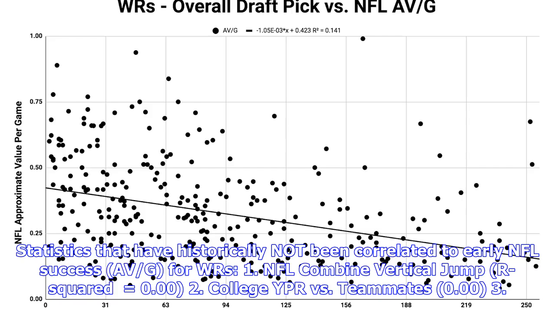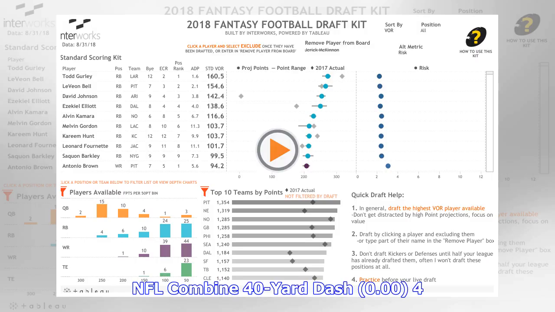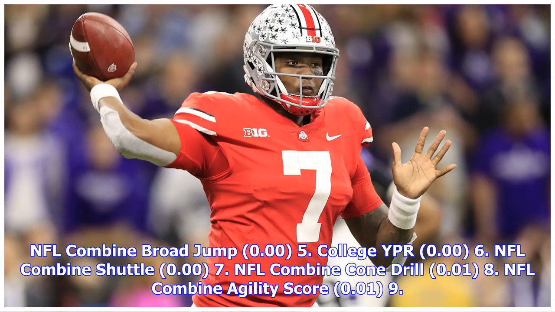Statistics that have historically not been correlated to early NFL success, AVG, for WRs: NFL Combine vertical jump, R squared equals 0.002. College YPR versus teammates, 0.003. NFL Combine 40-yard dash, 0.004. NFL Combine broad jump, 0.005. College YPR, 0.006. NFL Combine shuttle, 0.007. NFL Combine cone drill, 0.018. NFL Combine agility score, 0.019.